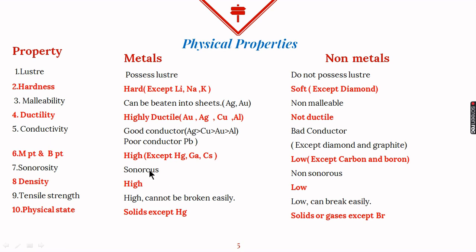Metals are sonorous. That is the reason that our school bells and the bells in the temples are made up of metals. Non-metals are non-sonorous. Metals have high density and high tensile strength, and non-metals have low density and low tensile strength. All metals are solids except one, mercury, which is found in the liquid state. And non-metals can either be solids or gases except one non-metal, bromine, which is a liquid.